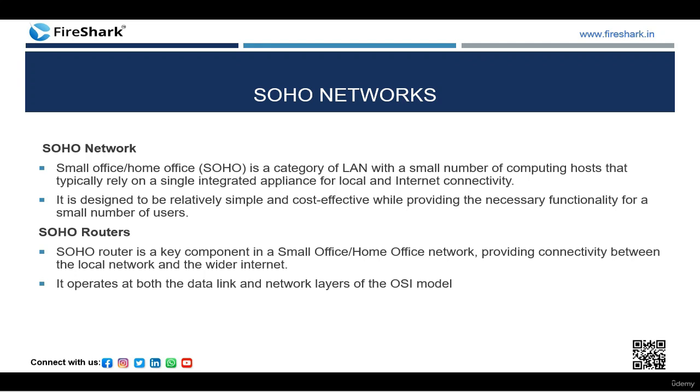Okay, so the main component in the whole network setup is the SOHO router. Through this router, the communication between the local network and the internet happens through this device. It's basically providing connectivity between the local network and the wired network, and it operates at both the data link layer and the network layer.